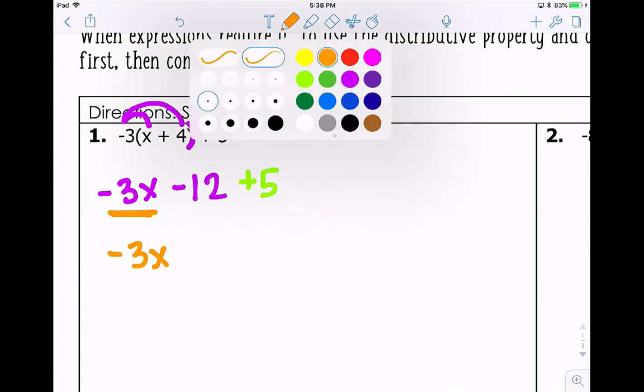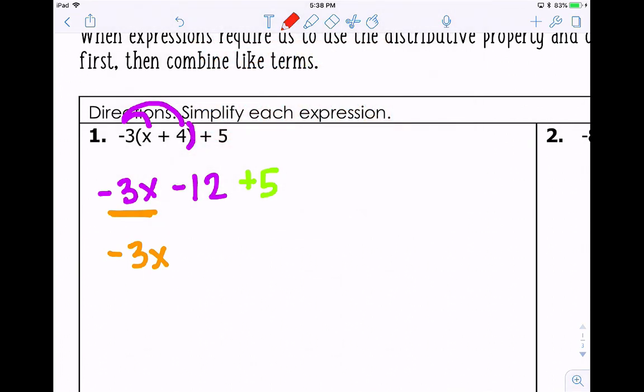And then we have two terms that are just constants. So constants, again, don't have variables. So we have a -12, again, take the sign, plus 5. Both of those are constants, so we're just going to combine those. So -12 plus 5 is -7. And that's it on that one. That's as simplified as you can get it at this point.